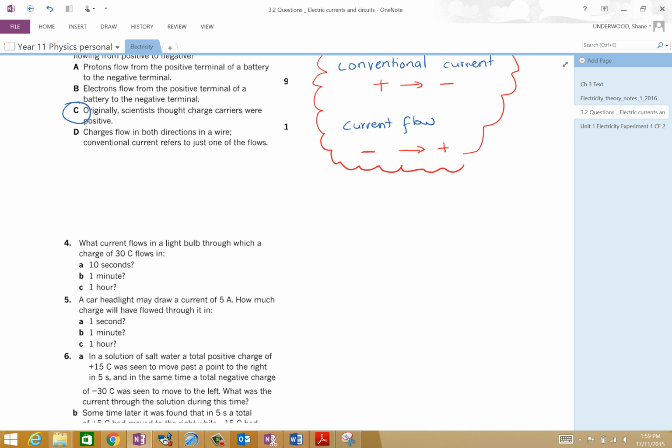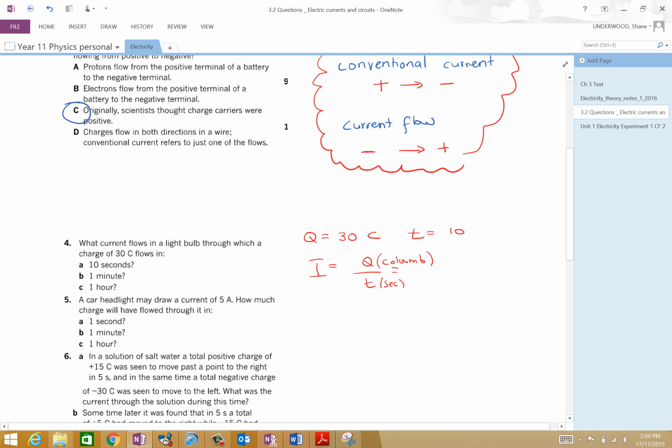Okay, now let's have a look. What current flows in a light bulb through which a 30 coulomb charge flows in? Well, first of all, Q is equal to 30 coulombs. Now, 30 coulombs is a big charge. Now, of course, time for part A is 10 seconds. Now, we know that I is equal to Q over T. But be careful, T is in what? Seconds. Thank you.